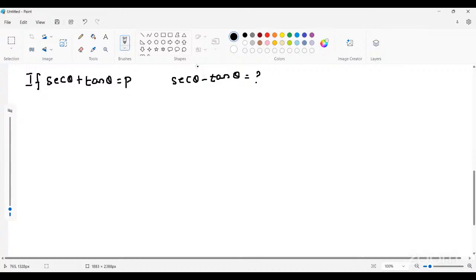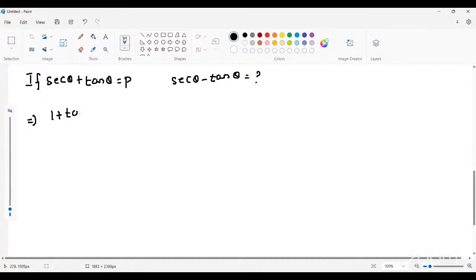See, students, we know the answer is 1 by P, because if secant theta plus tan theta is P, then secant theta minus tan theta should be 1 by P. But we cannot write it like that abruptly. So we need to prove it, isn't it? It's not proving, we need to find it out.